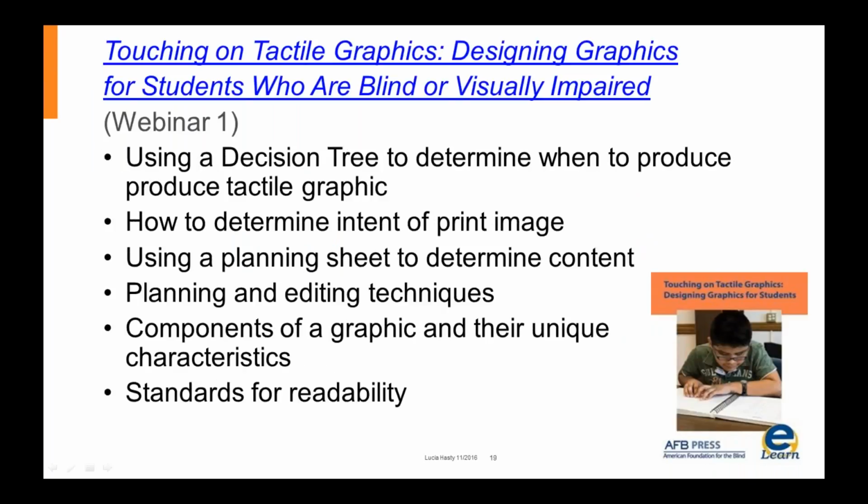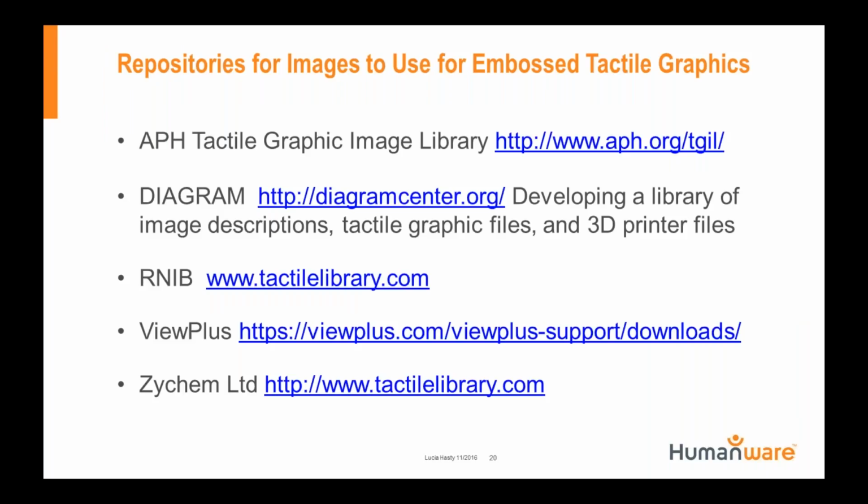This is the one about the webinar from the American Foundation for the Blind. It talks about using a decision tree to help decide what you're going to do about making the graphic, how to determine the intent of the print image, how to use a planning sheet to plan it, components of the graphic and the unique characteristics of that particular graphic, and standards for readability. So that's what that particular one covers. I think they're on sale right now for $25 each. Otherwise, I think it's normally $50.